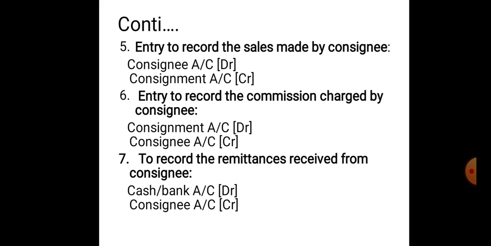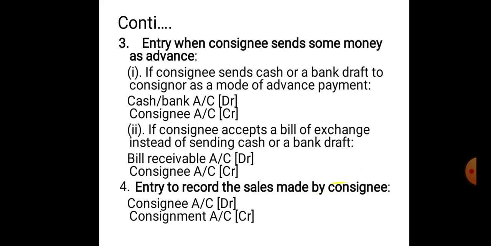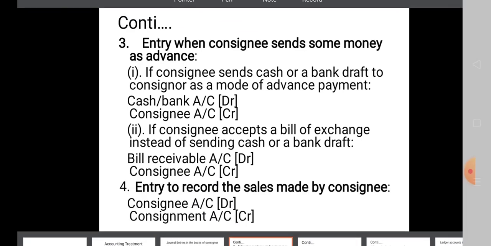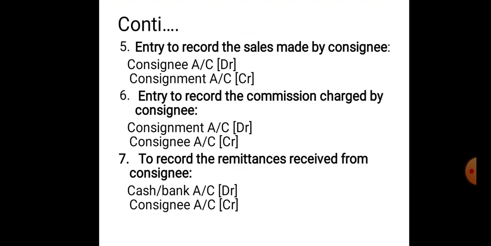Now coming to the next entry. What is the entry? To record the sales made by the consignee. So for the sales made by the consignee, the same entry. Here the entry would be consignee's account debit to consignment account.